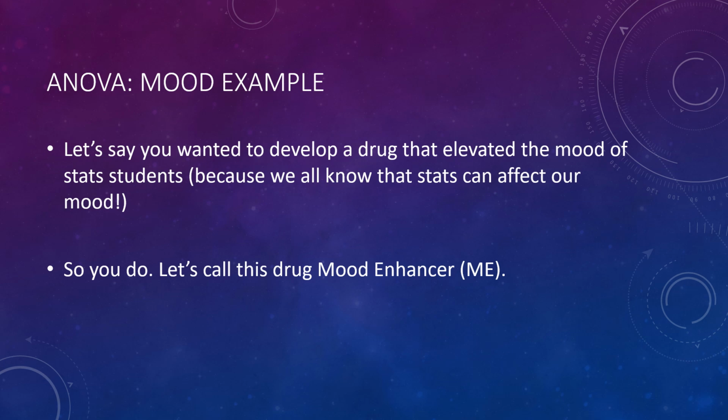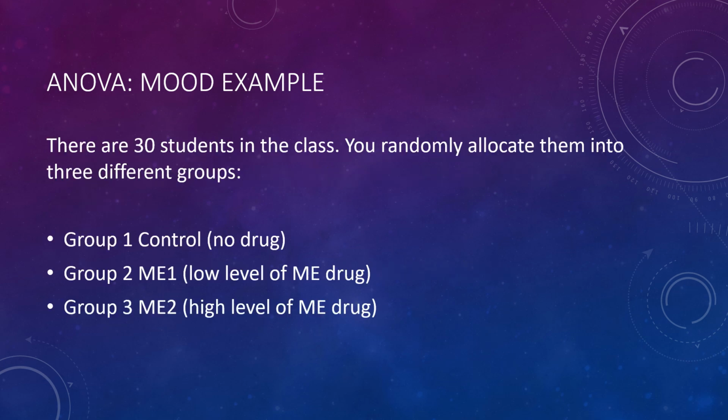So here we go. Let's say that I want to develop a drug that elevated the mood of statistics students, because we all know that stats can affect our mood, right? And probably not so great. So we do, and we'll call this drug Mood Enhancer because we were really creative when we came up with that title. We have 30 students in the class, and so we randomly allocate them into 3 different groups. Again, we do random allocation because we don't want to inject any bias. And lo and behold, we're going to find out that we've got 10 in each group.